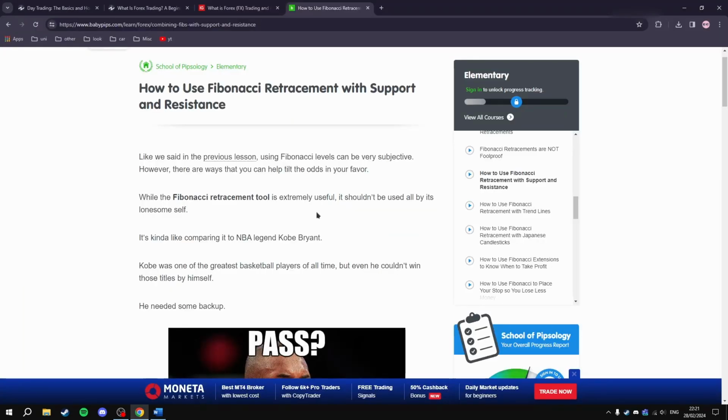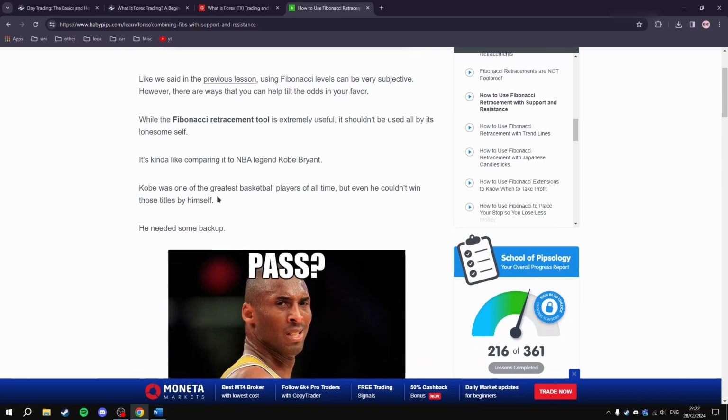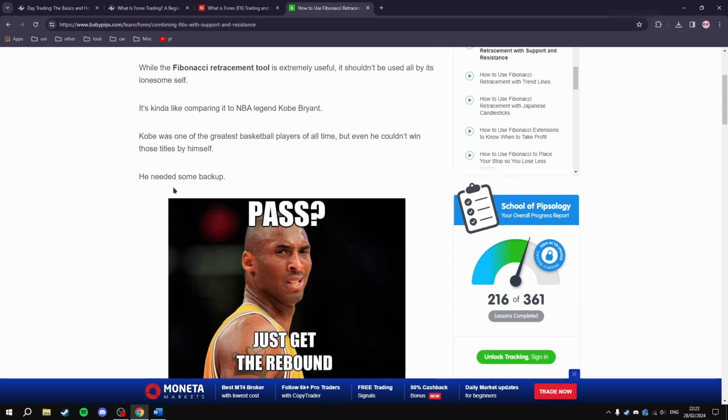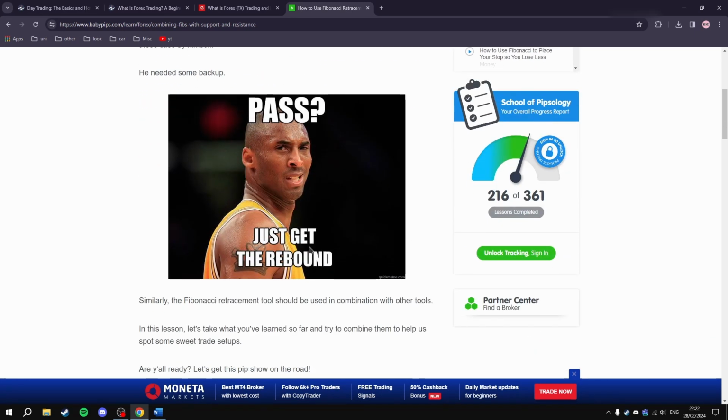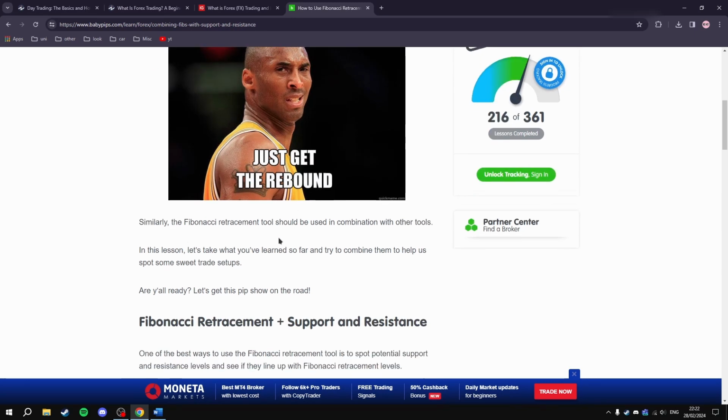Like we said in the previous lesson, using Fibonacci levels can be very subjective. However, there are ways that you can help tilt the odds in your favour. Whilst the Fibonacci retracement tool is extremely useful, it shouldn't be used all by its lonesome self. It's kind of like NBA legend Kobe Bryant. Kobe was one of the greatest basketball players of all time, but even he couldn't win those titles by himself. He needed some backup.